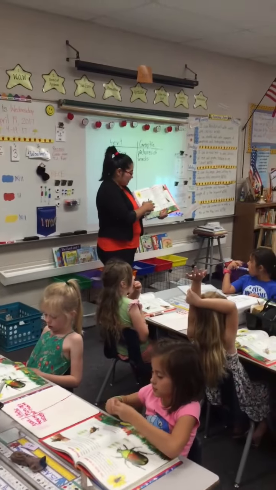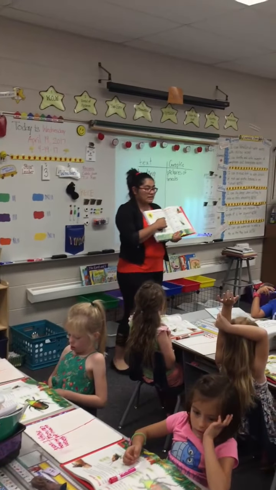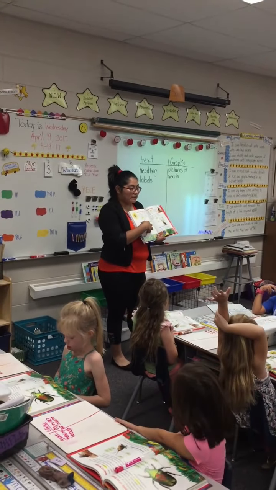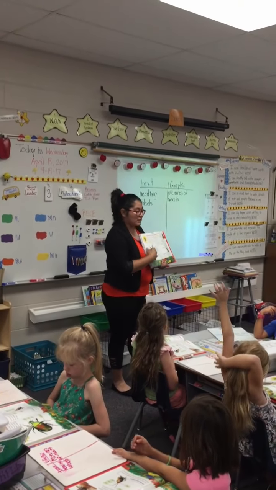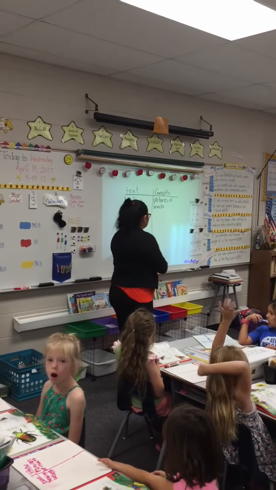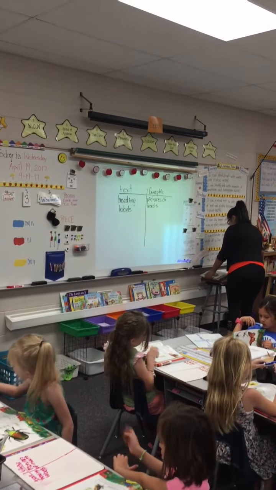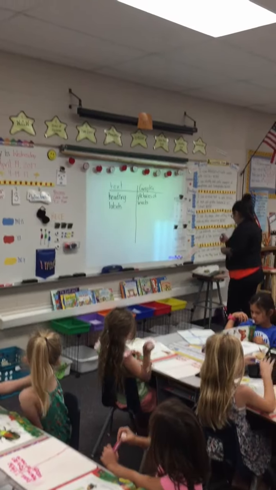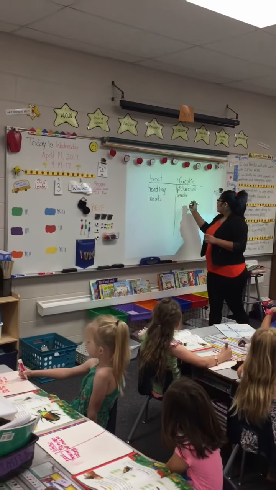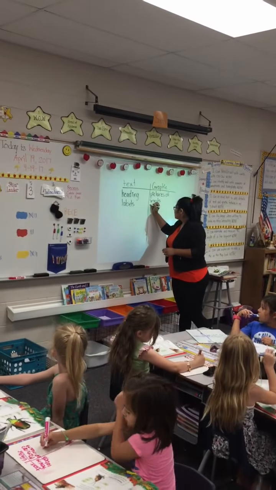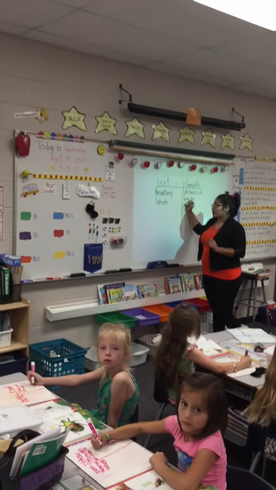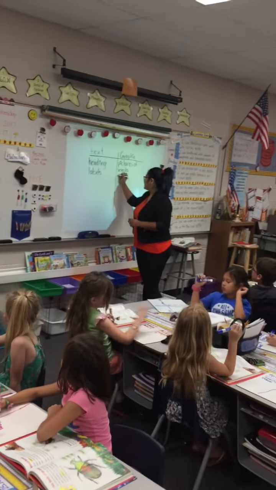The beetle itself. So we talked about how this was a text feature, the labels, and then the graphic feature is the beetle itself, the picture. So let's go ahead and add that to our graphic side of our T-chart. Beetle. And call it an enlarged picture too. Yeah. So we'll go ahead and write enlarged picture.